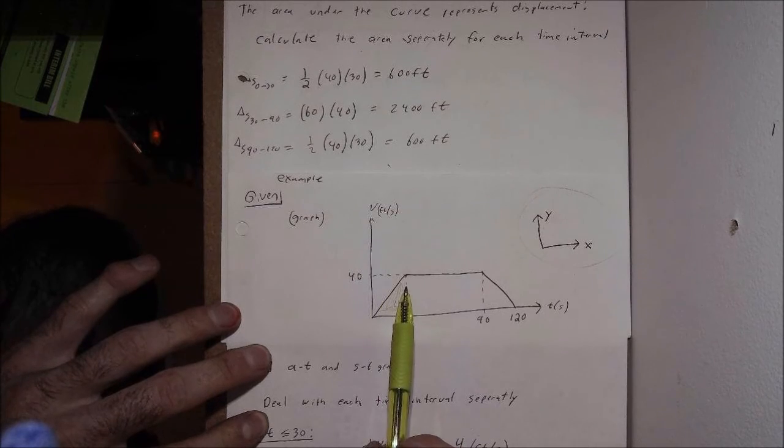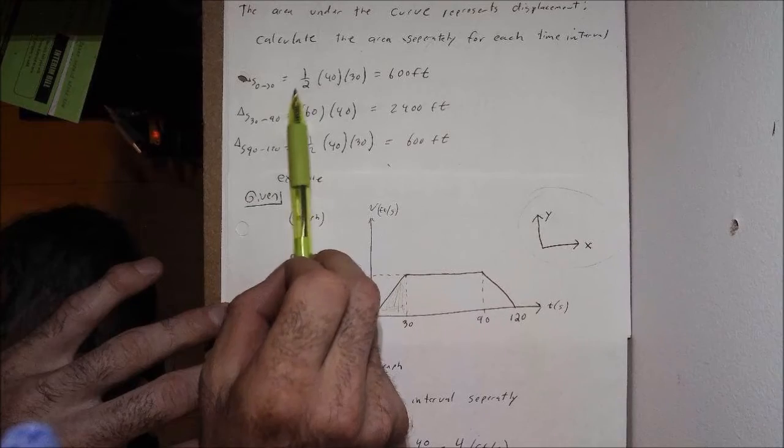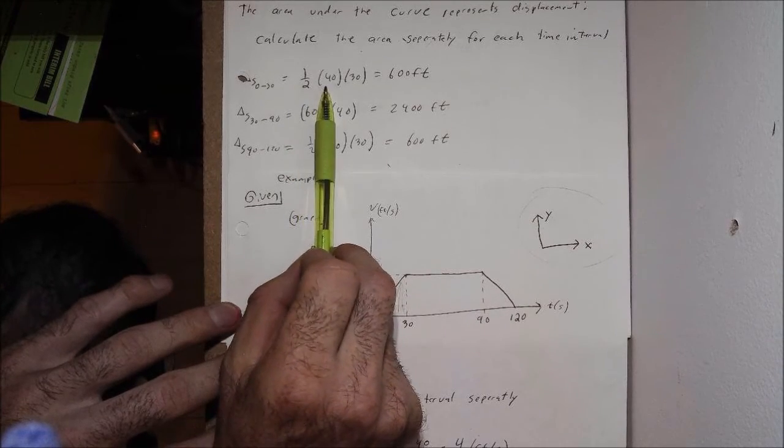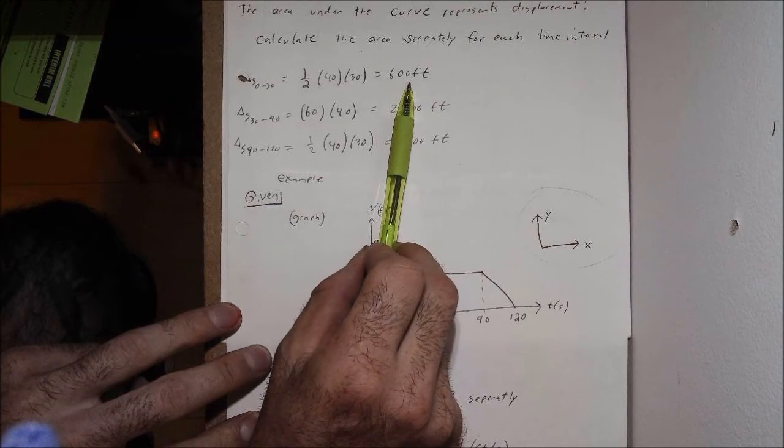So we recall the area of a triangle is 1/2 the base times the height. So I draw that in here. For this time interval it is 1/2 of 40 times 30. So this is equal to 600 feet.